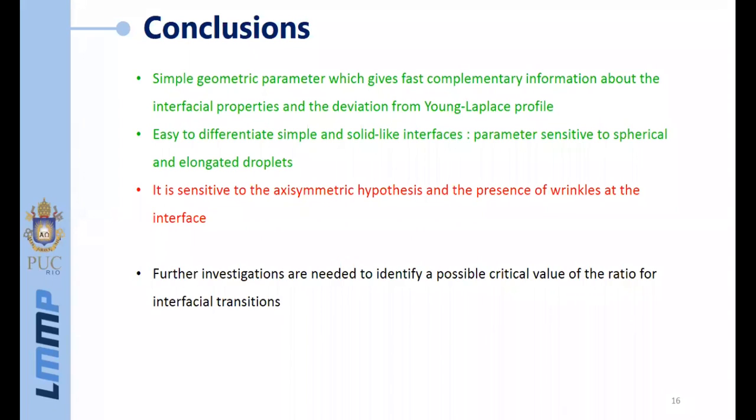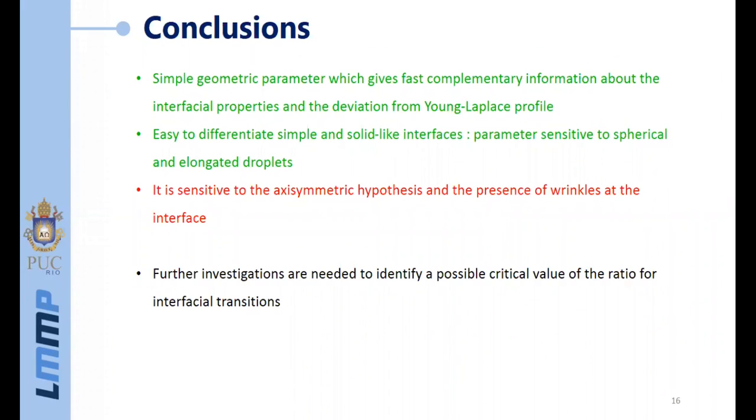This ratio is a simple geometric parameter which gives fast and complementary information about the interfacial properties and the deviation from the Young-Laplace profile. It is easy to differentiate simple and solid-like interfaces because this parameter is sensitive to spherical and elongated droplets.